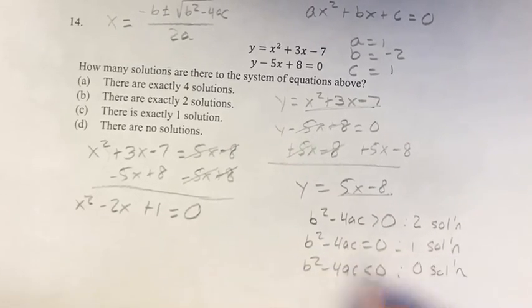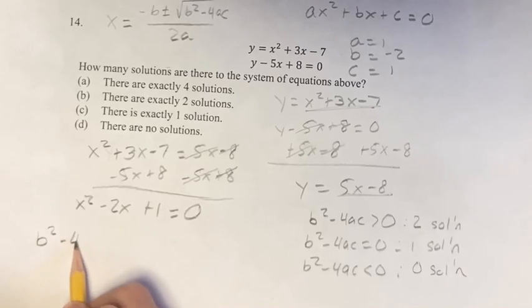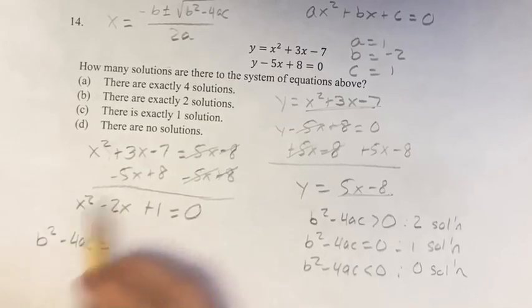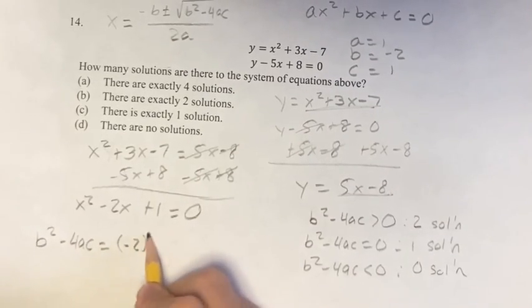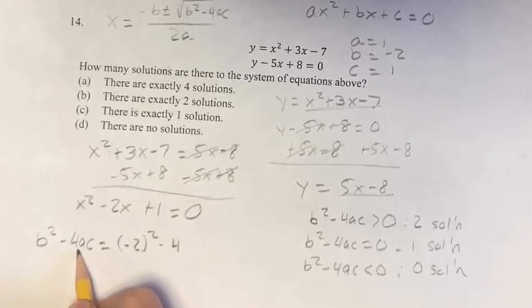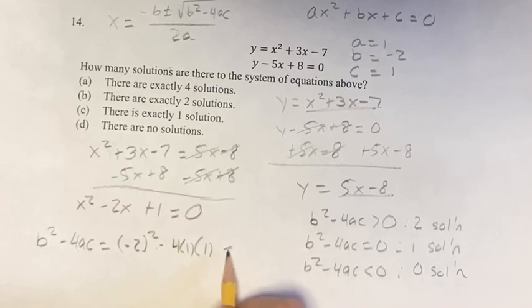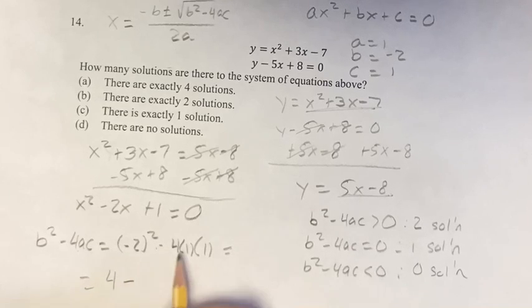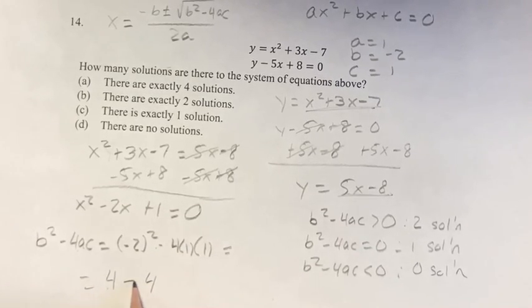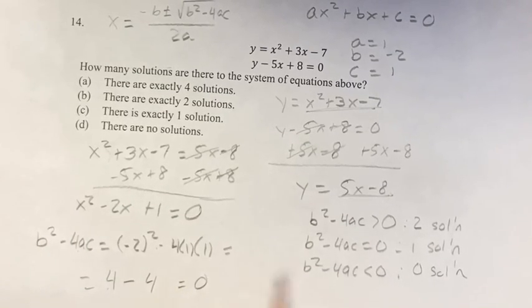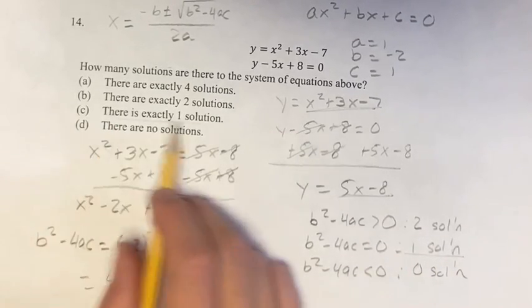So we have to find what b squared minus 4ac is for this equation. b we found was negative 2, so we have negative 2 squared minus 4, a is 1, c is 1, so we have negative 2 squared minus 4 times 1 times 1. Negative 2 squared is positive 4, minus 4 times 1 is 4, times another 1 is still 4. 4 minus 4 is 0. Therefore, we have b squared minus 4ac is 0, and therefore we have one solution, and that is going to be your final answer.